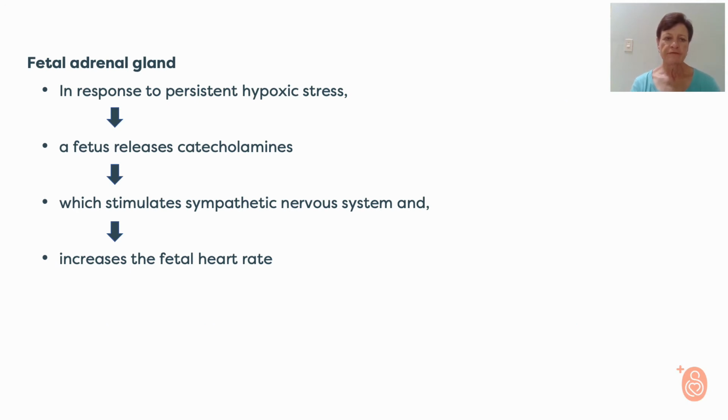Now, if we look at the fetal adrenal gland and what role that plays in the control of the fetal heart, we say that in response to persistent hypoxic stress, the chemoreceptors have been stimulated, the whole reaction happened, etc. But this hypoxia persists now. We eventually get that the fetal adrenal glands are being stimulated, and they release catecholamines. Catecholamines stimulate the sympathetic nervous system, while the previous two stimulated the parasympathetic nervous system. This one stimulates the sympathetic nervous system, which, you were supposed to remember, increases the fetal heart rate.